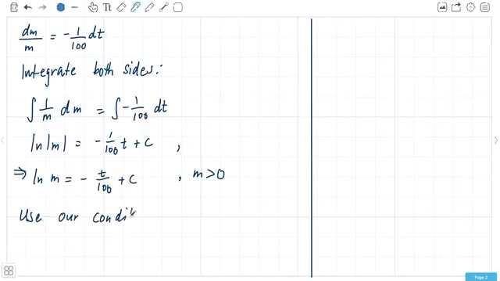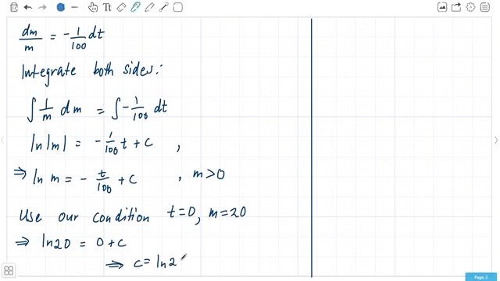And remember that the question told us that when t equals 0, or at the start, we had 20 kilos of sugar in the system. So that means that we have log of 20 equals 0 plus c. So that means that c equals log 20. So that gives us our c. So now we can actually solve this.